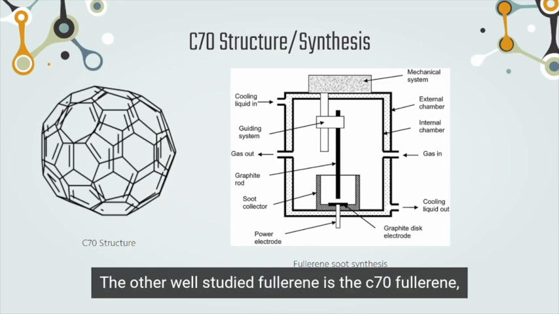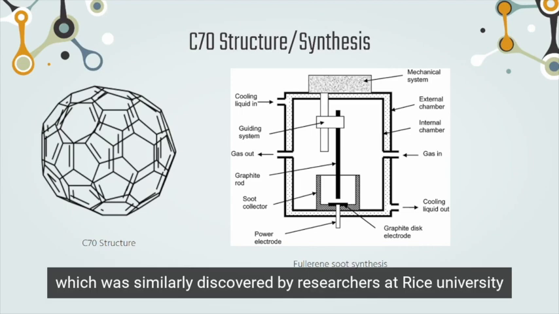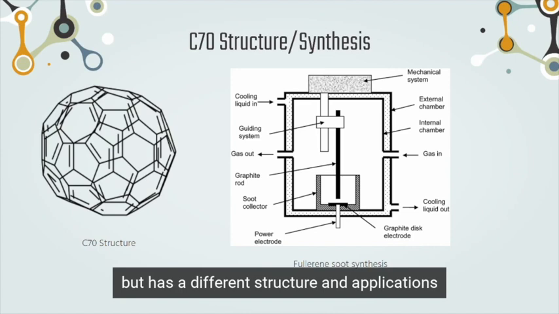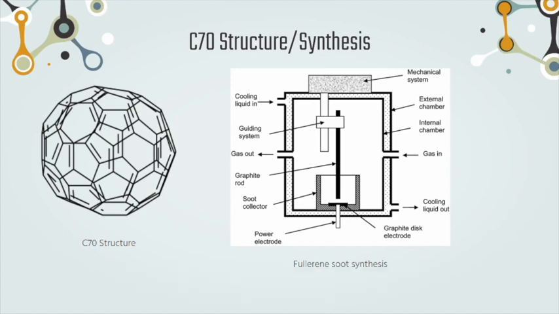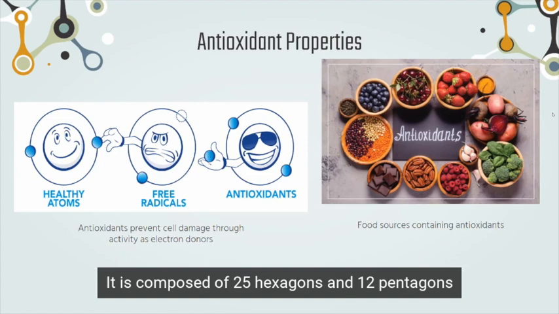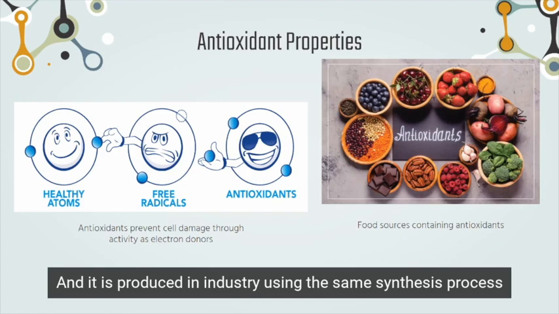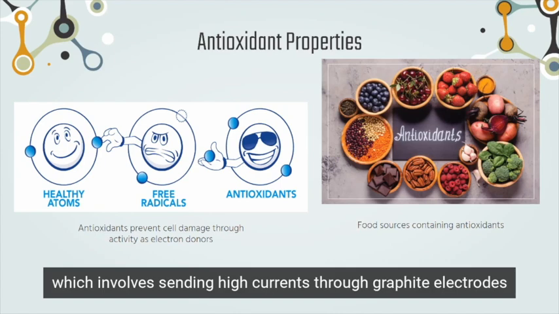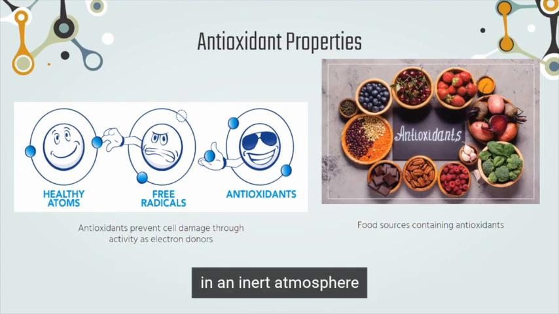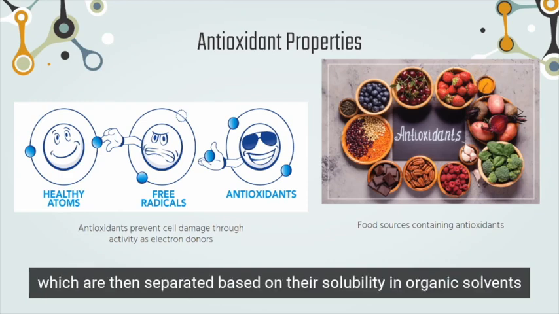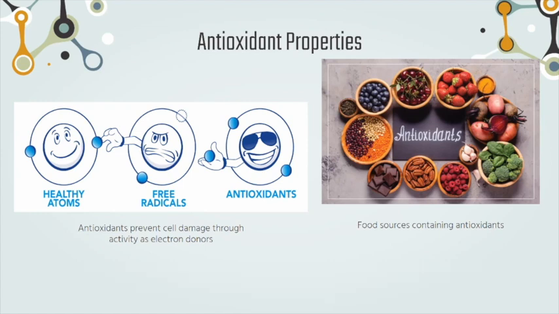The other well-studied fullerene is the C70 fullerene, which was similarly discovered by researchers at Rice University alongside C60. But it has a slightly different structure and application from its more famous counterpart. It's composed of 25 hexagons and 12 pentagons, which are arranged in a very similar fashion to C60. It is produced in industry using the same synthesis process, which involves sending high currents through graphite electrodes in an inert atmosphere, usually a noble gas, which produces a soot that contains many different types of fullerenes, which are then separated based on their solubility in organic solvents or through chromatography.